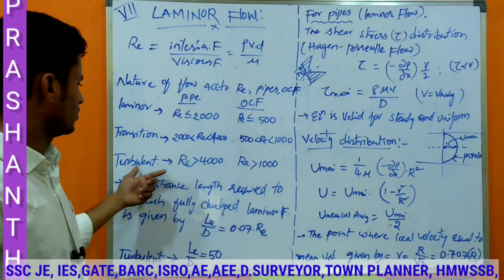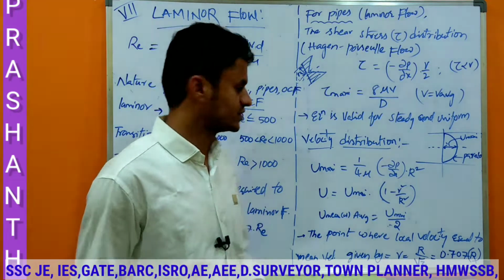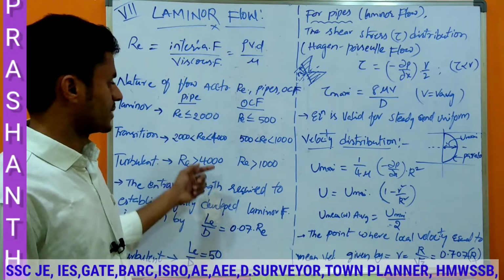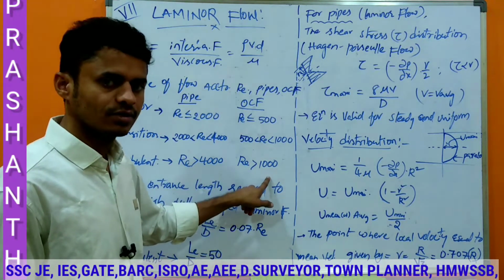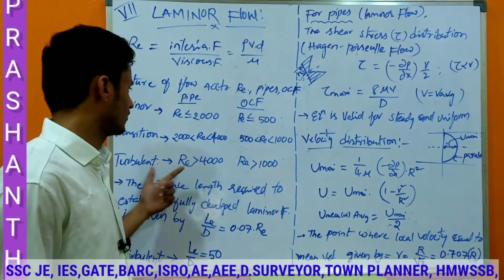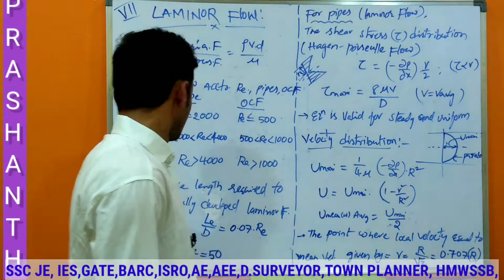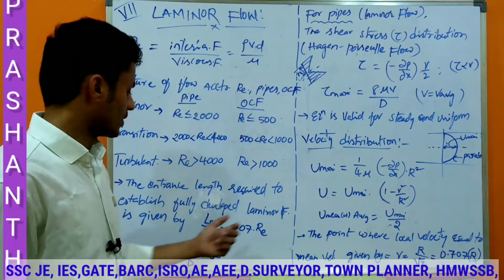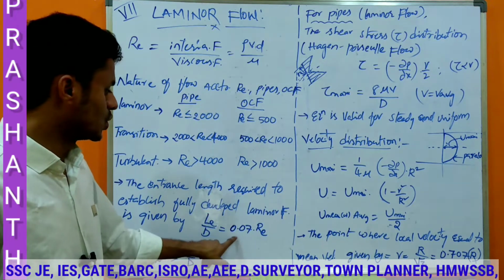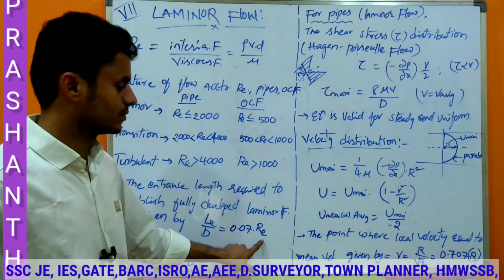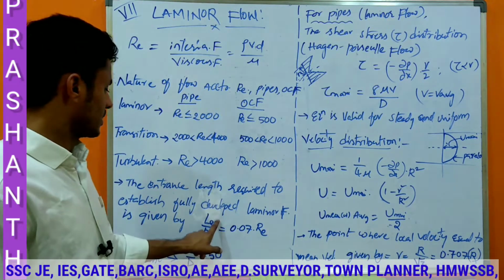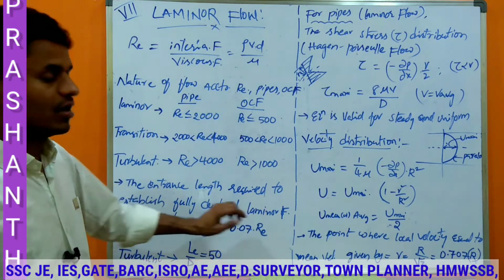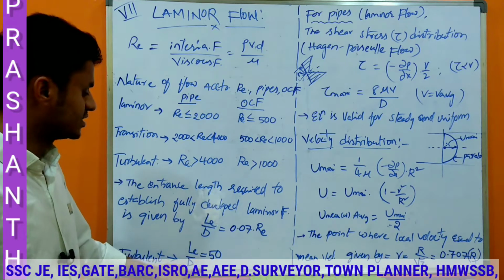Next one is turbulent flow. If the Reynolds number is greater than 4000, then it is turbulent flow in the pipes. If it is greater than 1000, then it is also turbulent flow in open channel flow. The entrance length required to establish fully developed laminar flow is given by LE by D equal to 0.07 into Reynolds number. Here D is diameter, and entrance length will be given in the question. It is for the laminar. For the turbulent, entrance length by D equal to 50.